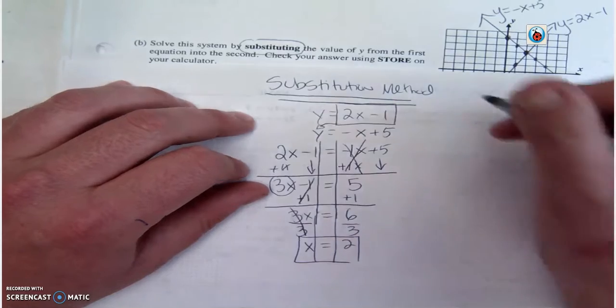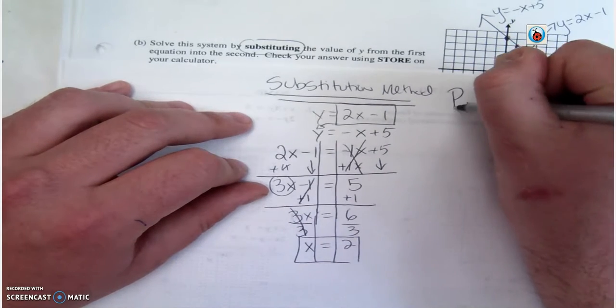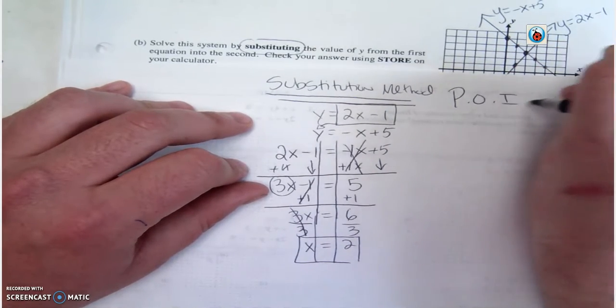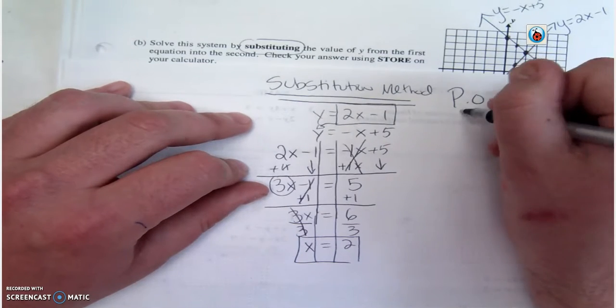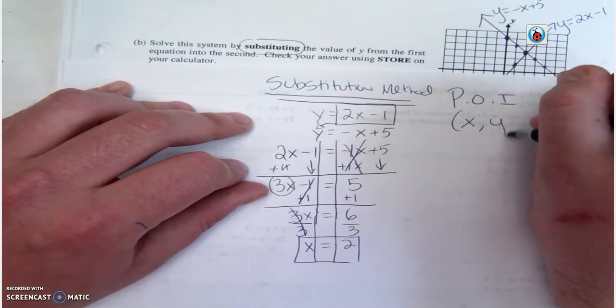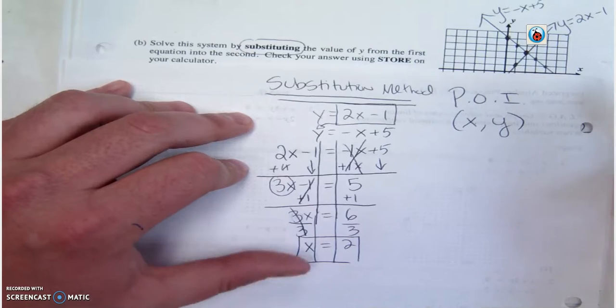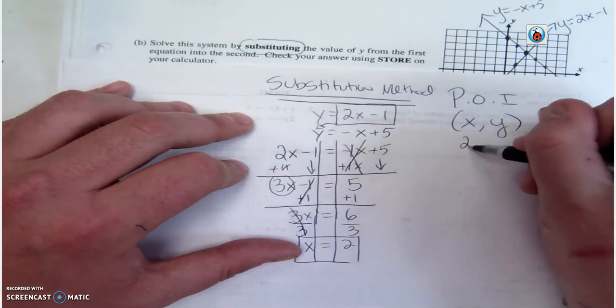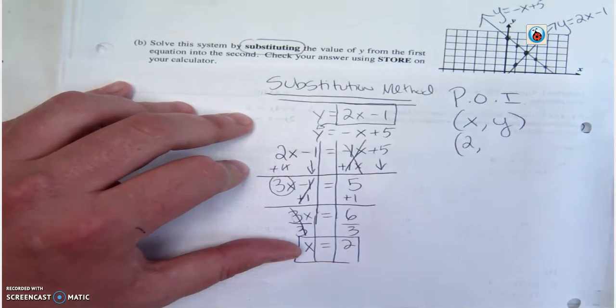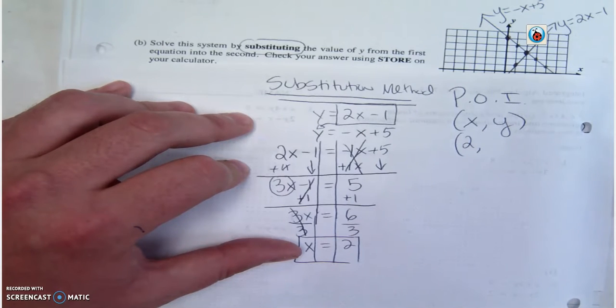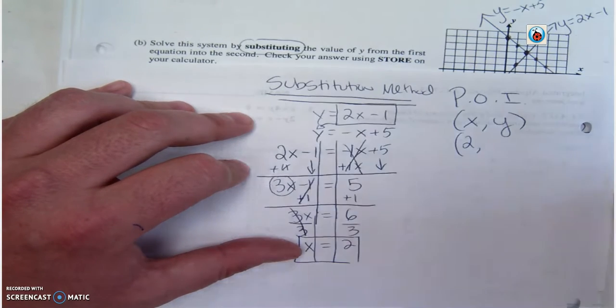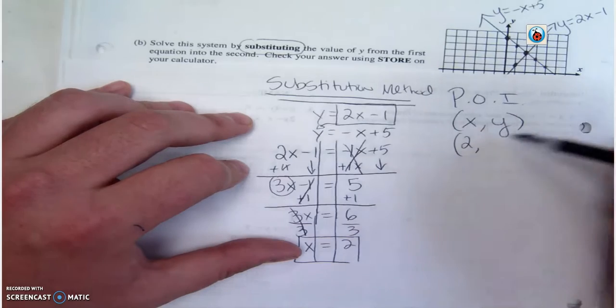Now remember, I'm looking for the POI, or the point of intersection, which requires an actual point, an x and a y coordinate. I just found the x. So a lot of students make the mistake of doing all this great work and then they stop. Okay, what you still need to do is you still need to find the y coordinate.